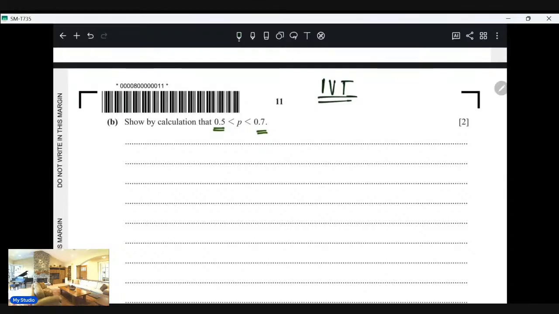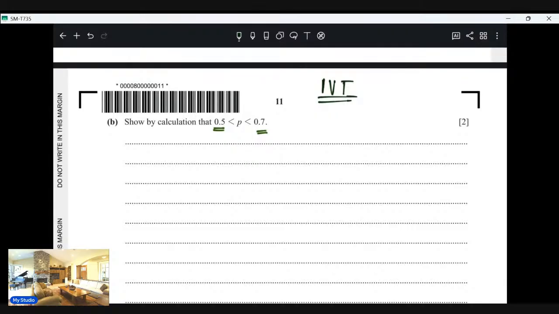So all you have to do is prove that when you put in 0.5, you get a positive answer, and when you put in 0.7, you get a negative, or vice versa. One is positive, one is negative, which means p is between them. There is a solution between. Are we together? Okay, so that is all we have to do.